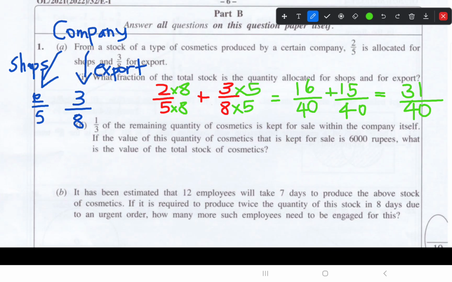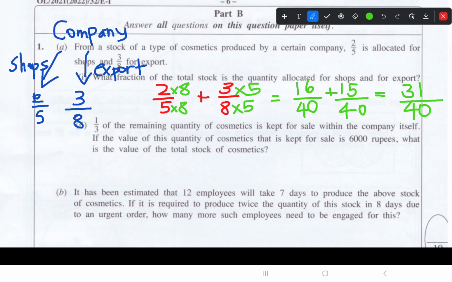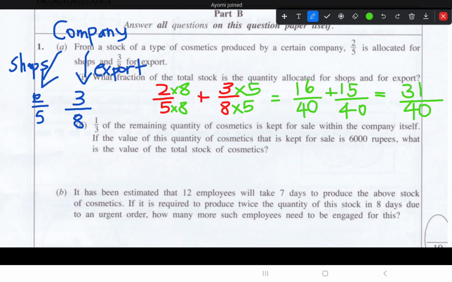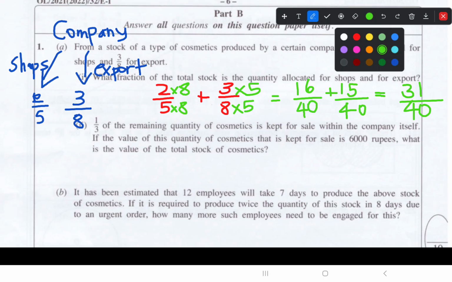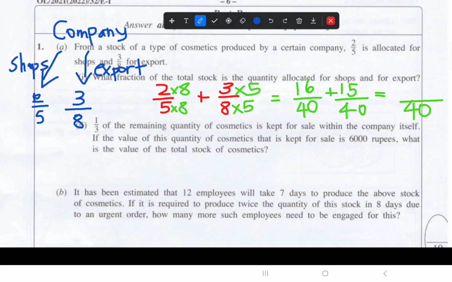So the numerator of this answer is 31 upon 40. That's all for this question. Here we knew the fractions directly. We just added those fractions to find our answer, that is 31 upon 40. Okay, let's see our next question.